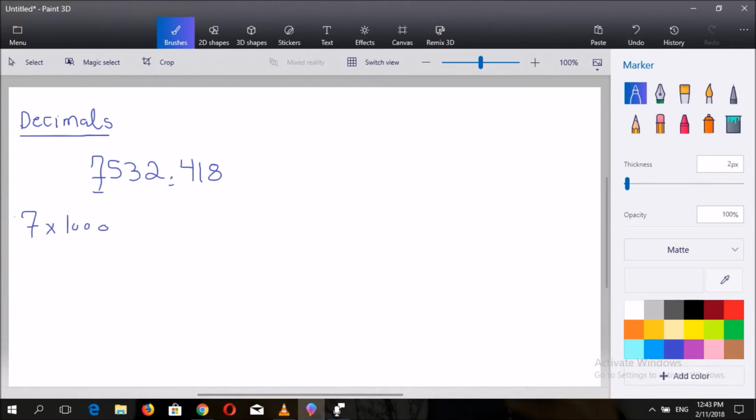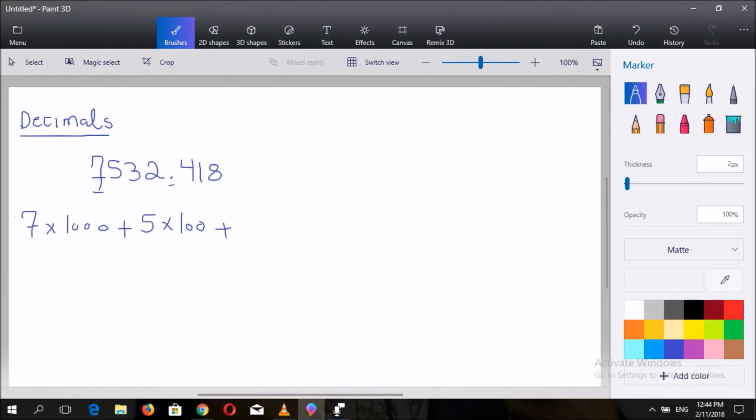What do we need to know about decimal numbers? Suppose that we have a number like this. We have, for example, 7, 5, 3, 2, and we have a dot here, 4, 1, 8.